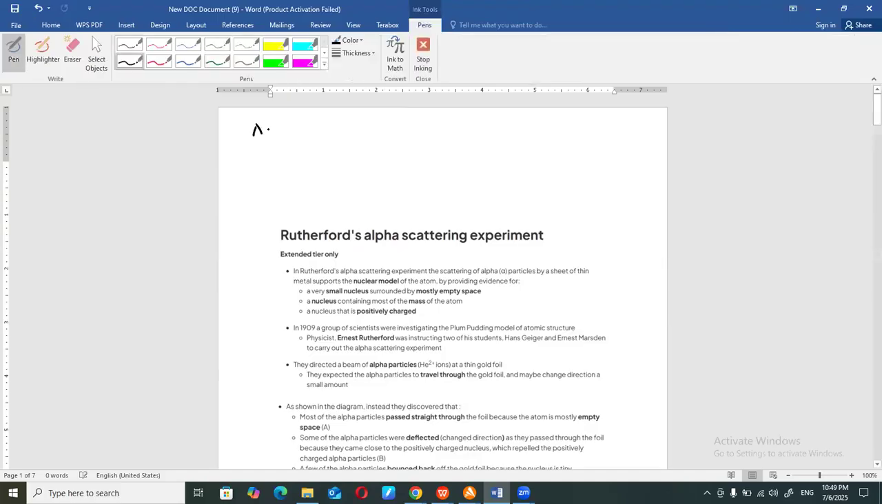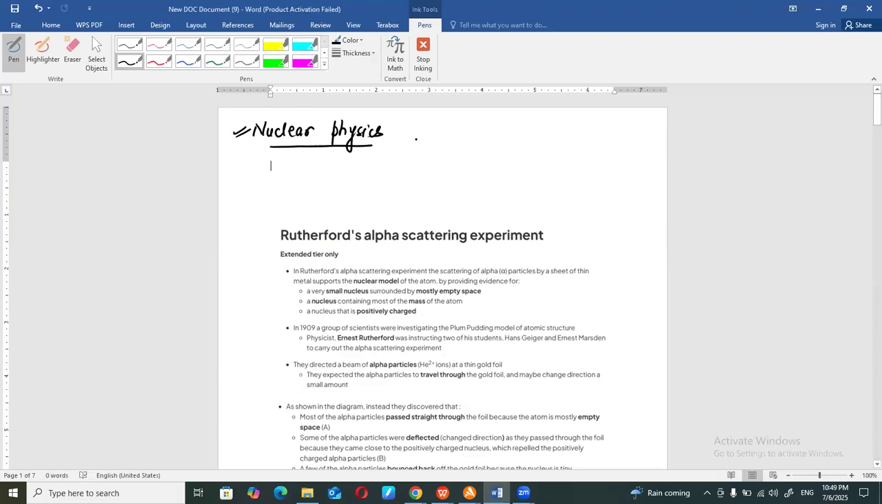So, the chapter is nuclear physics. In this chapter, we will see how an element actually looks. There are different models that came in. And first of all, the most important part is what is the smallest building block of any element.